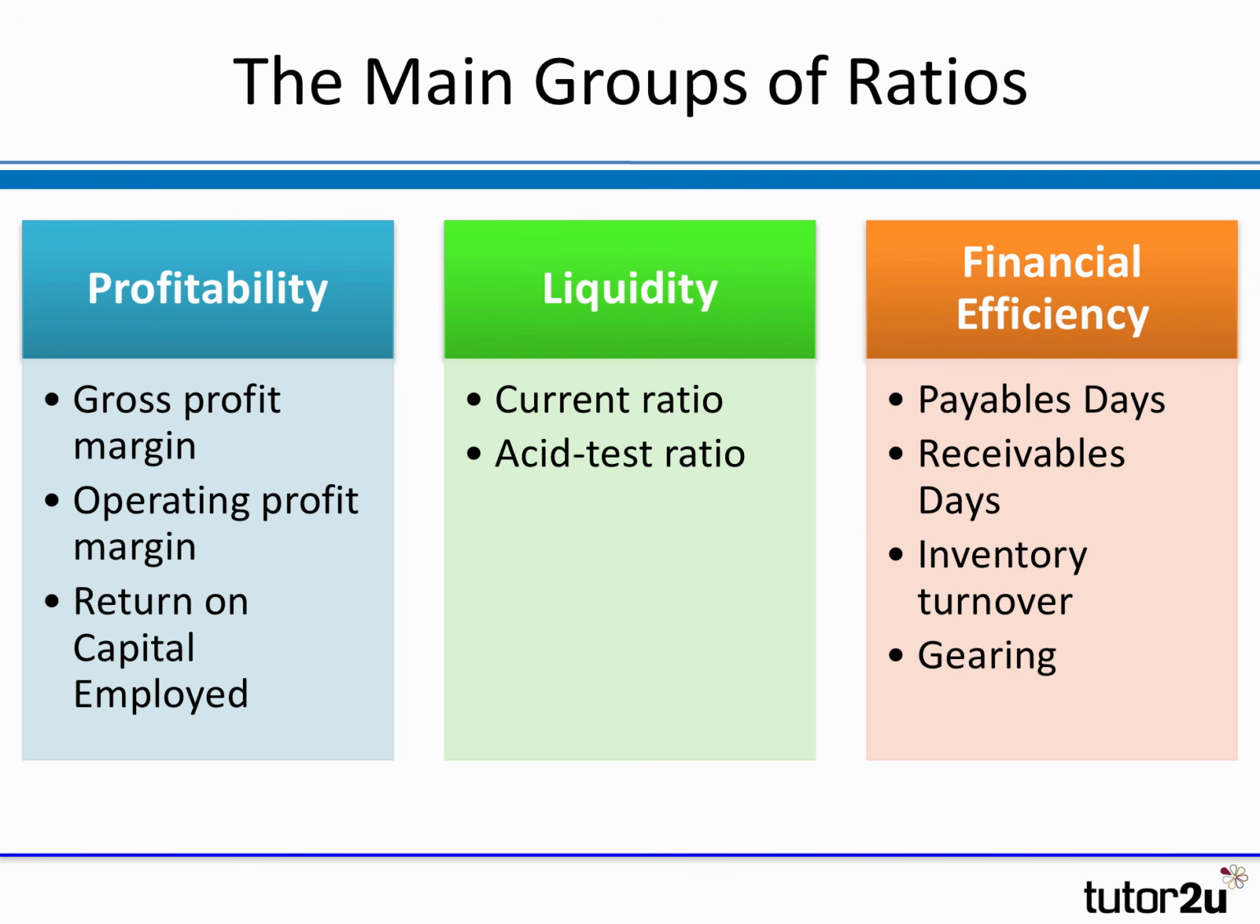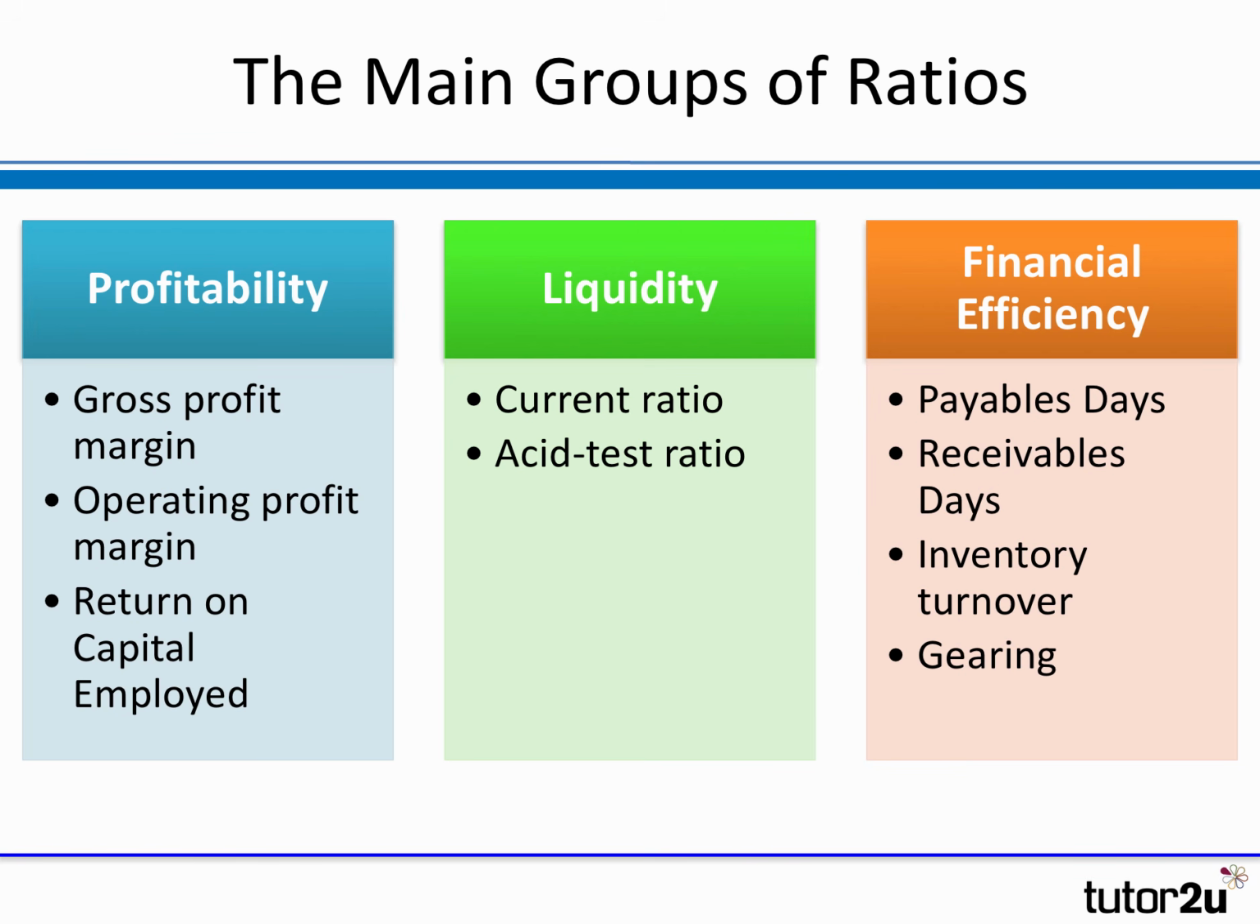When we're looking at the ability of the business to pay its debts, to remain solvent, we're looking at key liquidity ratios, in particular the current ratio, and if it's on your specification, the asset test ratio as well. And also when we look at how efficiently the business is managing its assets, we look at aspects such as payables days, receivables days, how quickly it's turning over its inventory, and also the gearing percentage, which looks at the relationship between debt and equity in the financial structure of a business. So there's a whole variety of ratios that can be calculated looking at profitability, liquidity and financial efficiency.